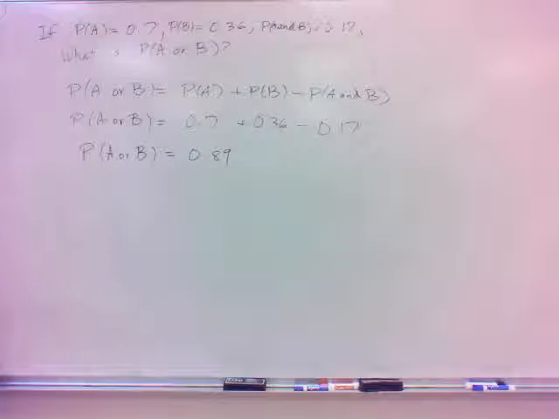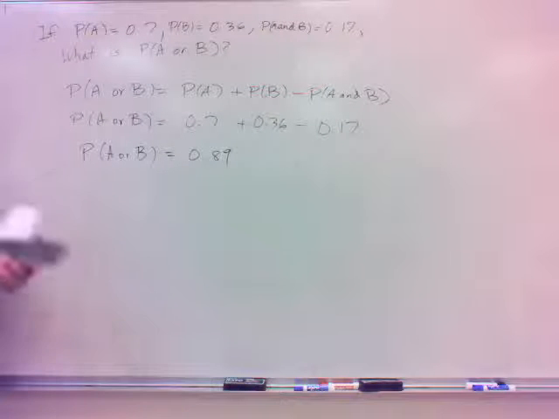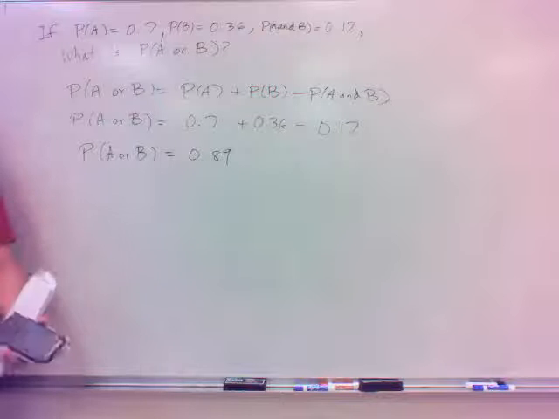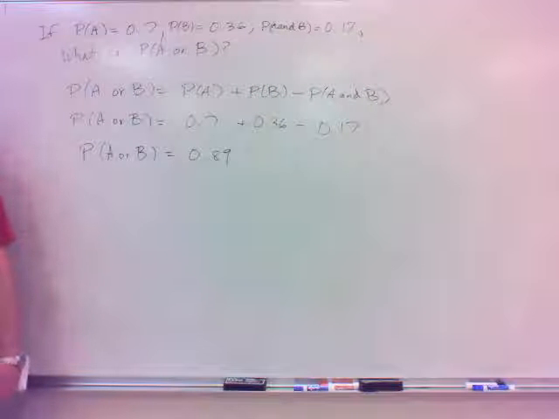0.89. How come you don't turn it into a fraction? Yeah, you don't have to turn it into a fraction. You can if you want to, but in this case, I think it'd be a whole lot easier not to. Sometimes we'll work probabilities with fractions, sometimes we'll work them with decimals. If they give them in decimals, I would just leave them in decimals. If they're in fractions, I would leave them in fractions.